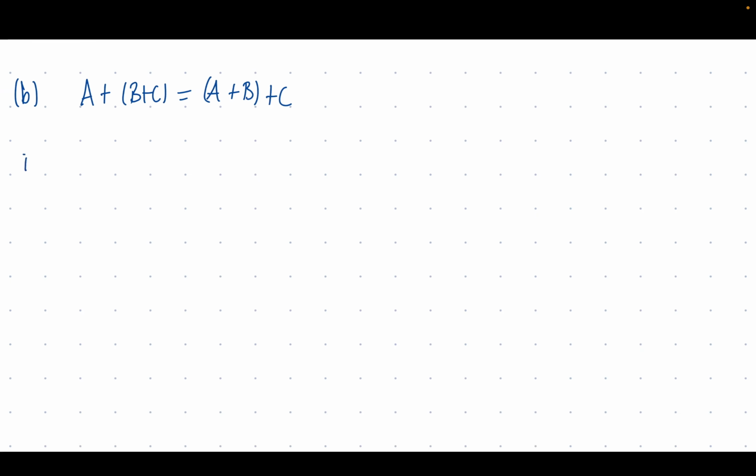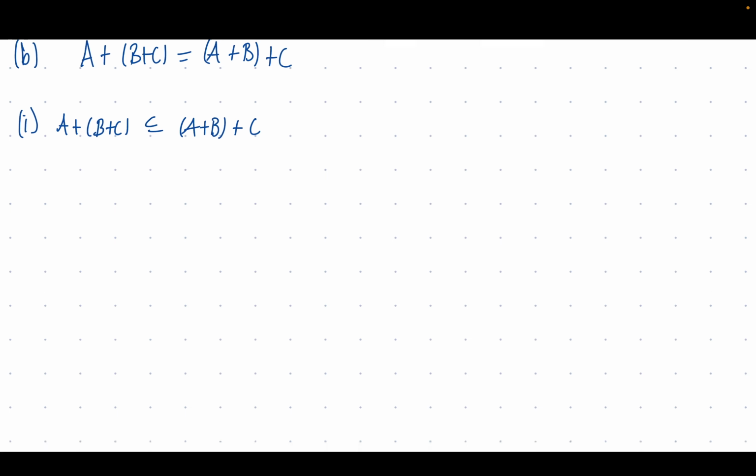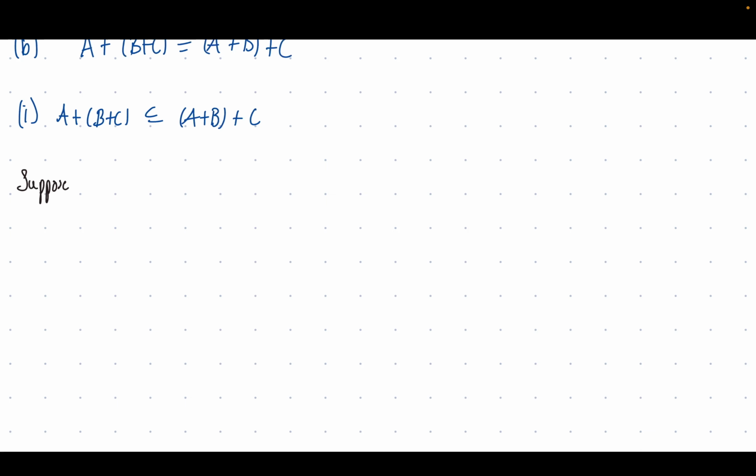Okay, so part 1, A plus B plus C is a subset of A plus B plus C. So suppose X is in A plus B plus C, then X is in A minus B plus C union, so many parentheses, union B plus C minus A.